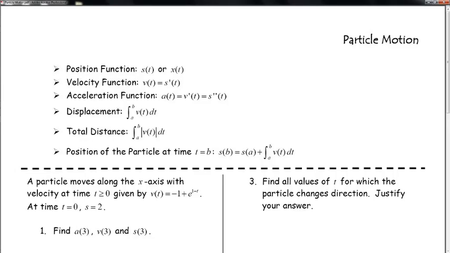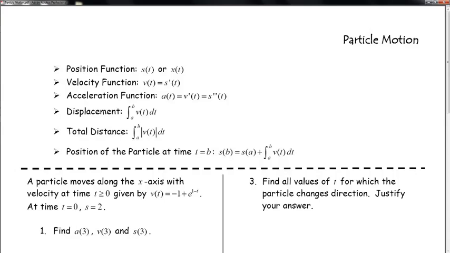Alright, so we're going to be talking about particle motion. Again, your position function can be written as s of t or x of t. Sometimes they'll write y of t if it's on the y-axis, and x of t if it's on the x-axis. Your velocity is the derivative of your position, which is v. You're familiar with that. Your acceleration is the second derivative of your position function, or the first derivative of your velocity. And you're also familiar with your a.